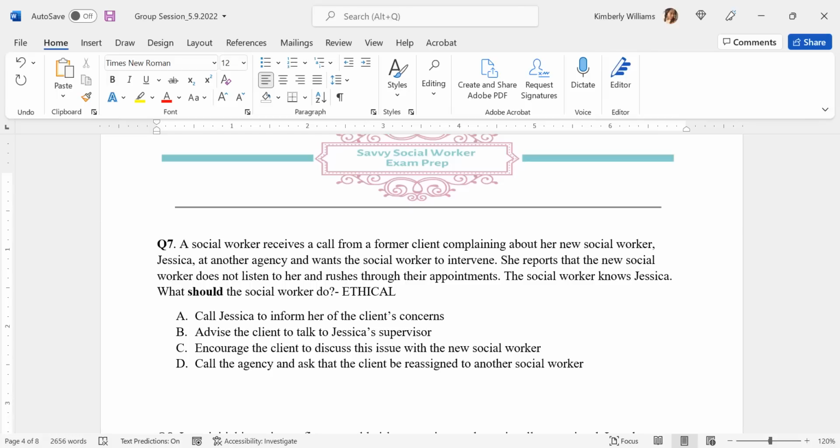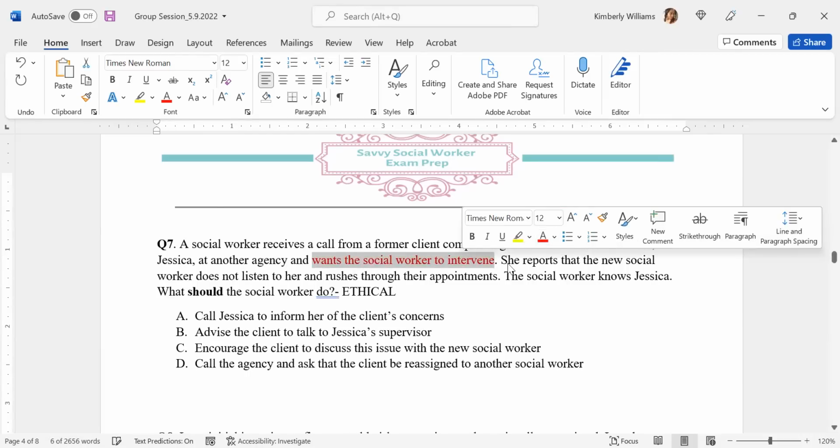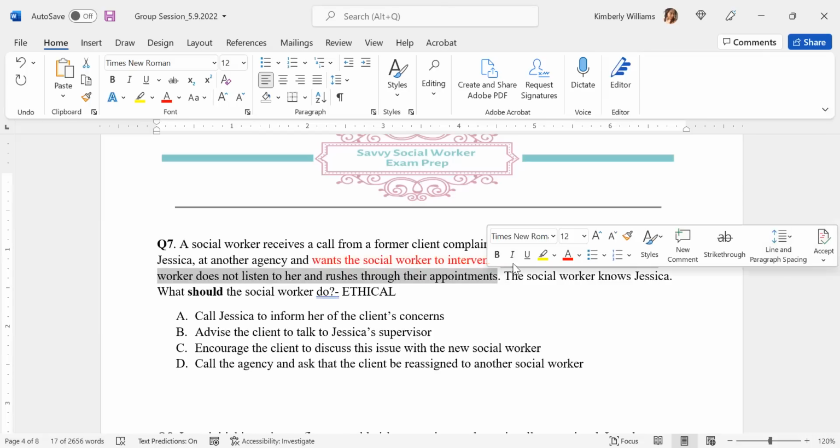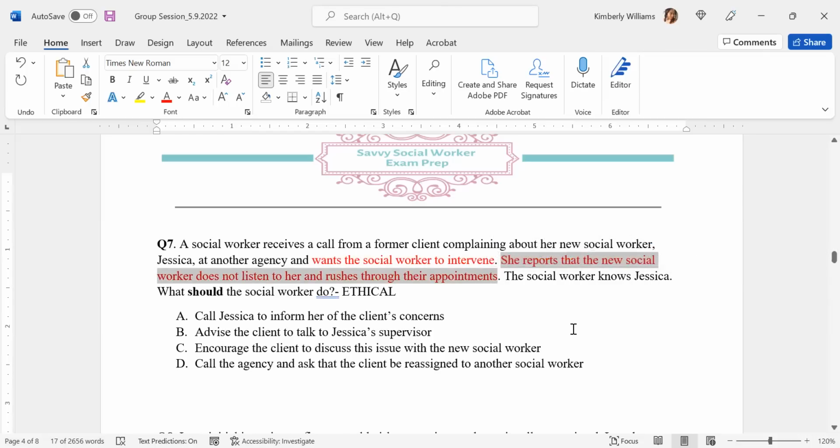Well, the issue is that the former client, who's complaining about her new worker at another agency, wants me to intervene. Tell me verbatim from here. Wants the social worker to intervene. She reports that the new social worker does not listen to her and rushes through her appointments. So what should the social worker do?